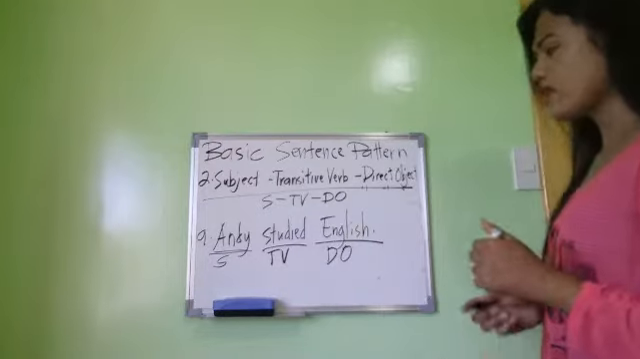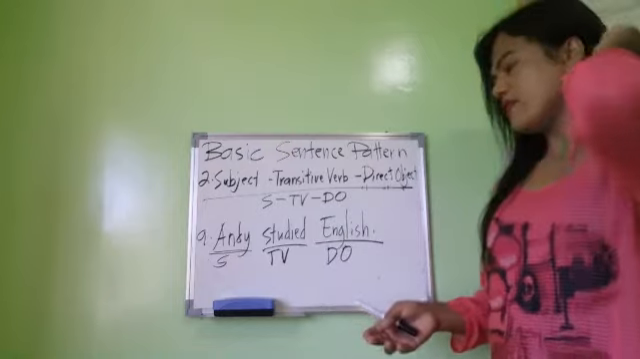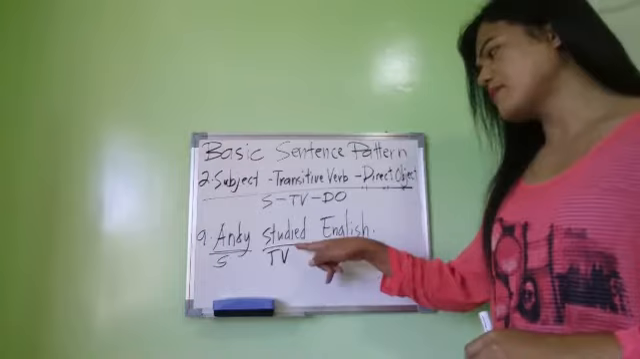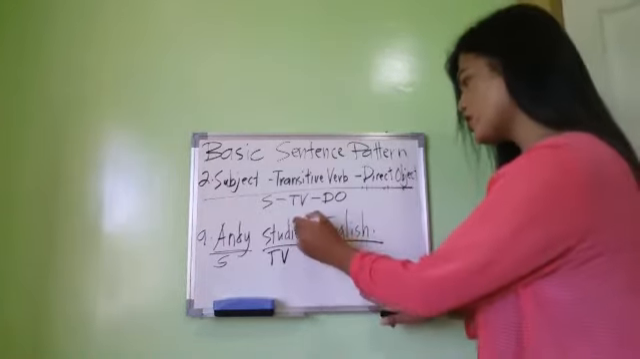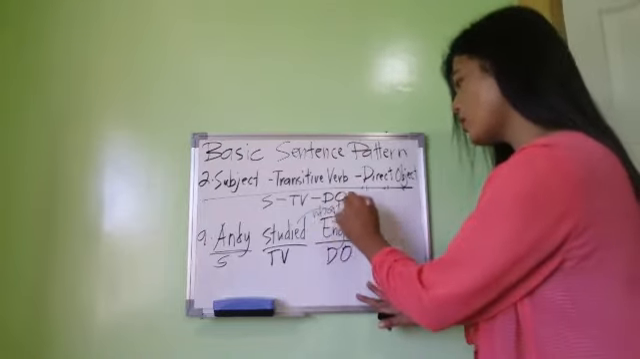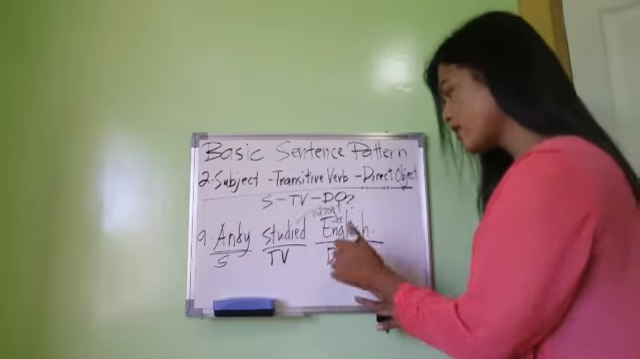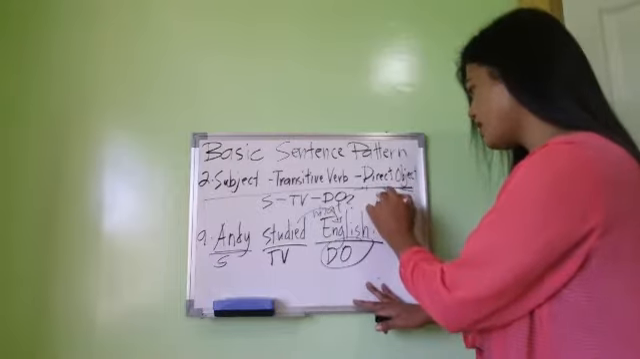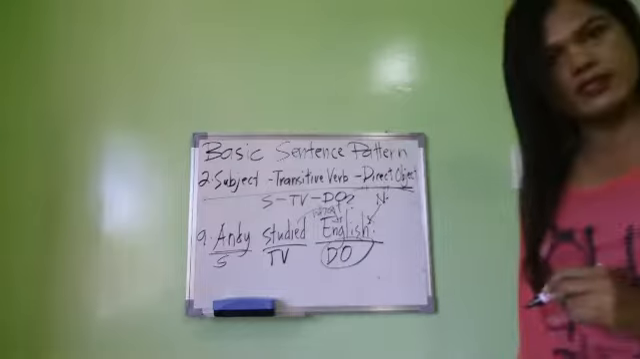Now, how to know if there is a direct object in the sentence? So I'm gonna give you the clue. So first you look at the verb, so studied, and then after the verb studied, you ask the question what. So, Andy studied what? English. Okay. So this is your direct object, and direct object is a noun. So English is a noun.